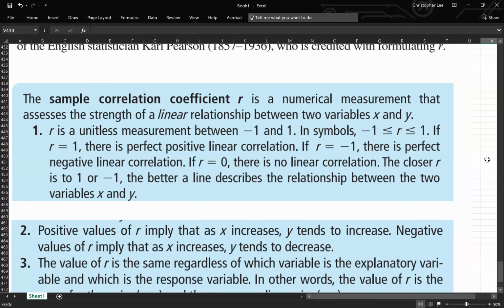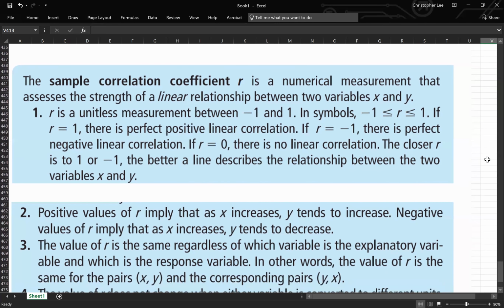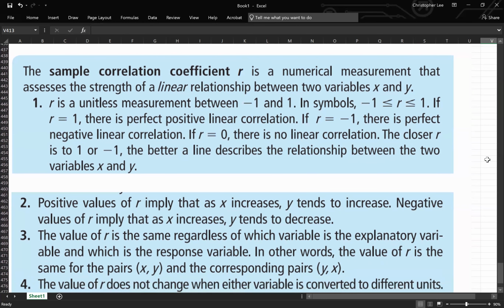So when I ask you what is a trend, I'm asking you to estimate what you think R would be. Do you think R would be positive or negative? That's all I'm asking you to do. Just positive or negative, not the number. But I will show you how to get the number.